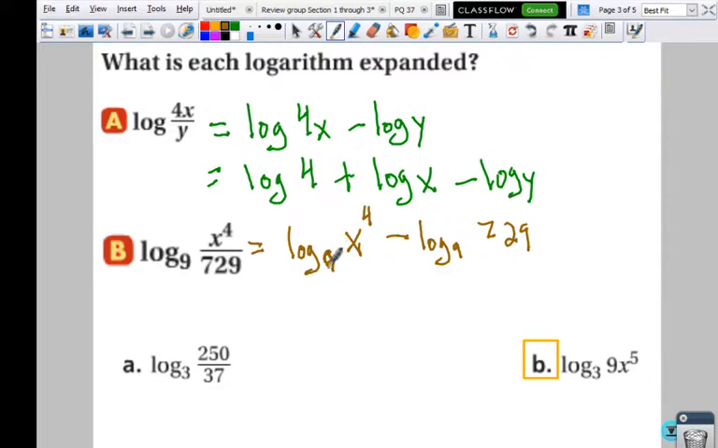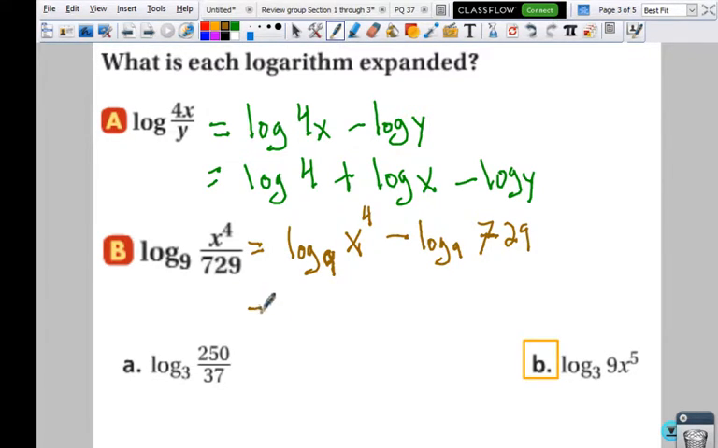Is that minus 729? Yes, minus log base 9 of 729. Log base 9 of x to the 4 minus log base 9 of 729.